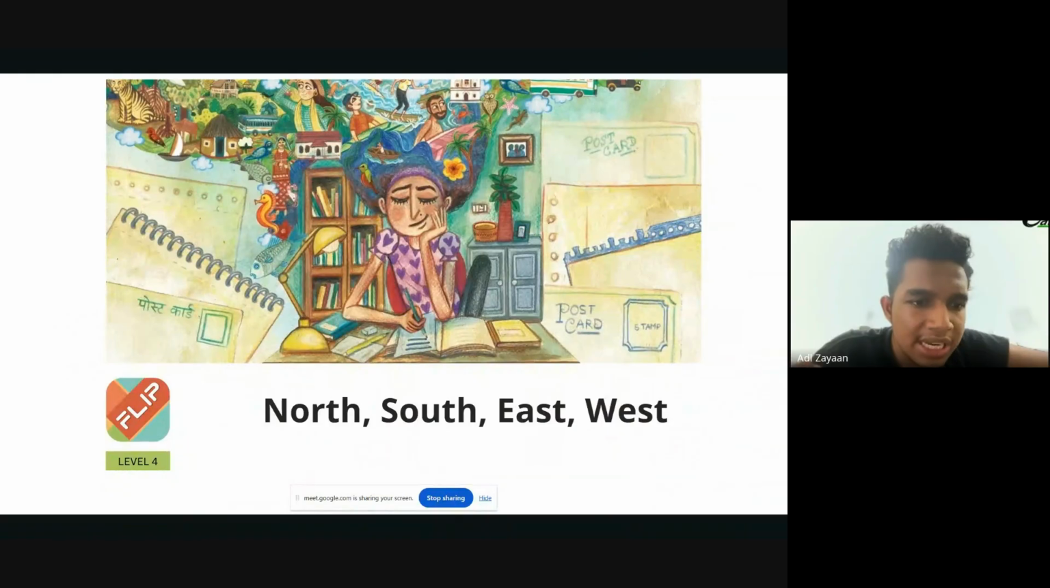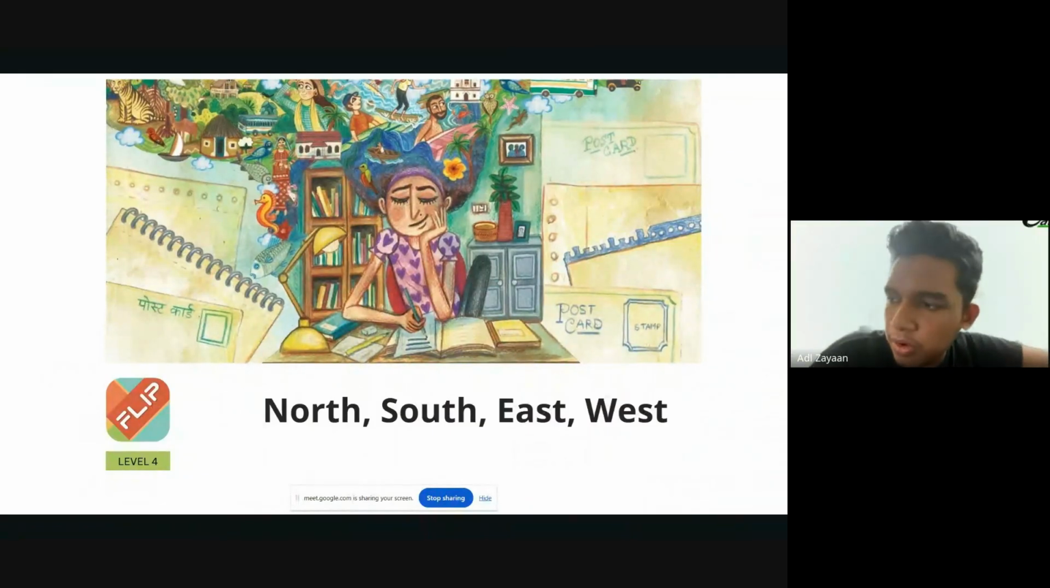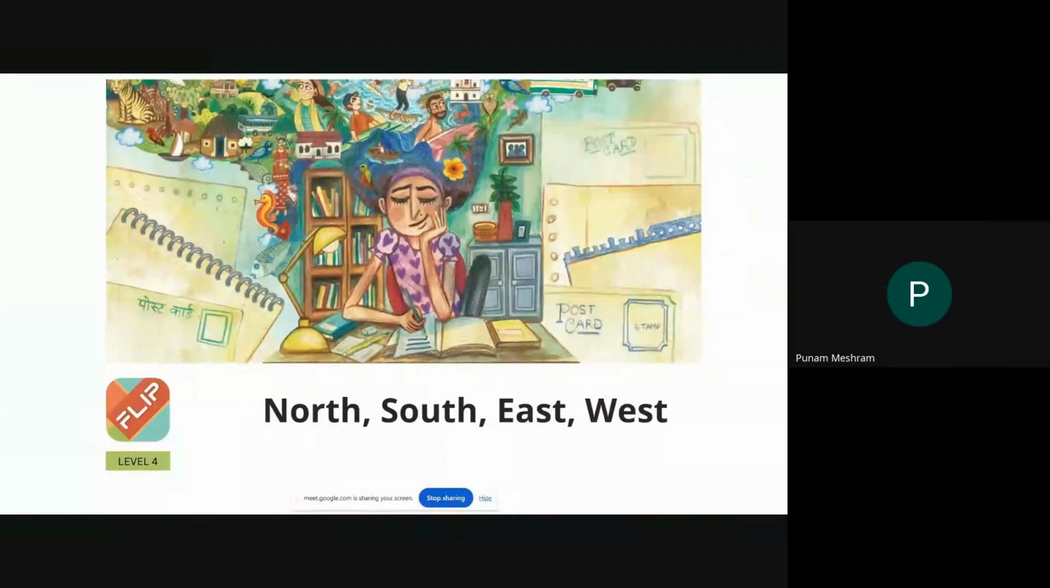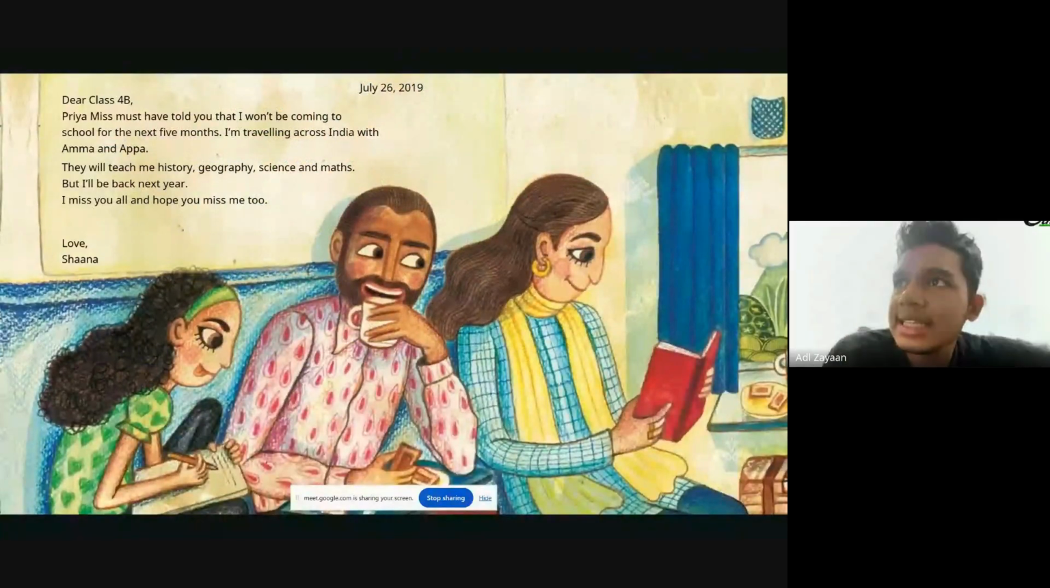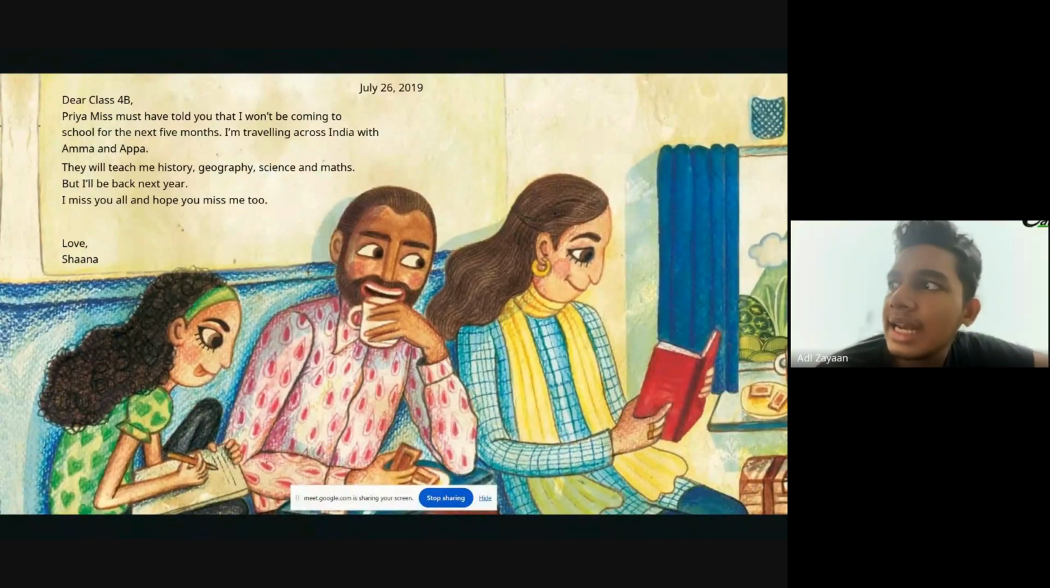So she took a 5 month leave from her school, and she's going for the trip with her parents. So let's move on to the story. Everyone is ready, right? Okay, good. So she is a student in class fourth. On July 26, 2019, she's going for the trip. She, her father, and her mother are sitting in a train.